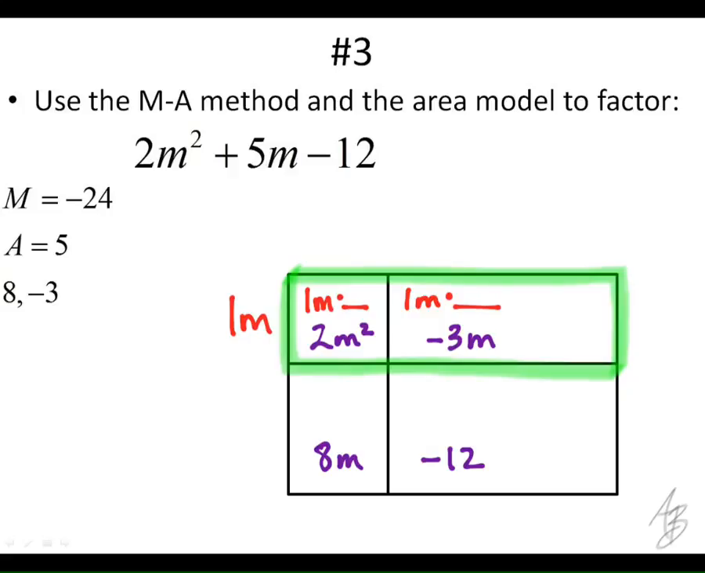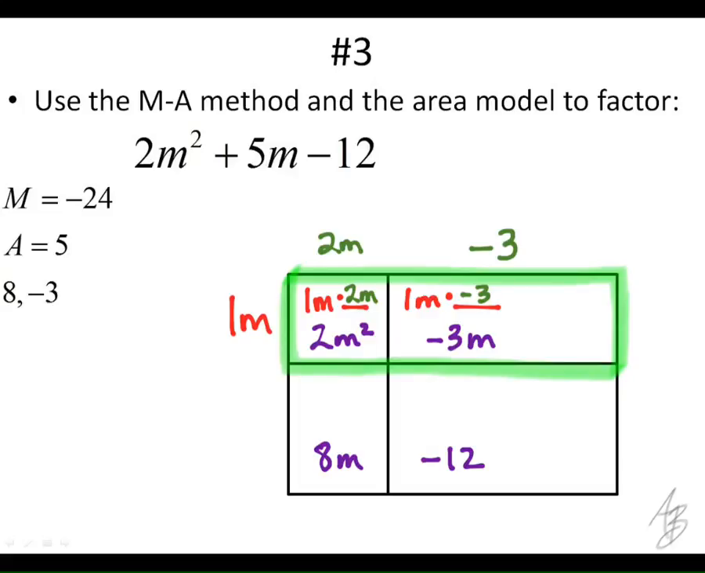What do I multiply by 1m to get 2m squared? 2m. So that's how wide this one's going to be. And what do I multiply by 1m to get negative 3m? Negative 3. So this is going to have a width of negative 3.